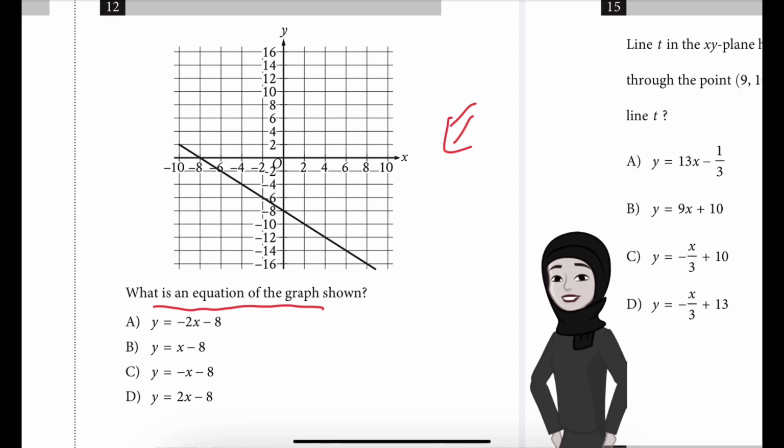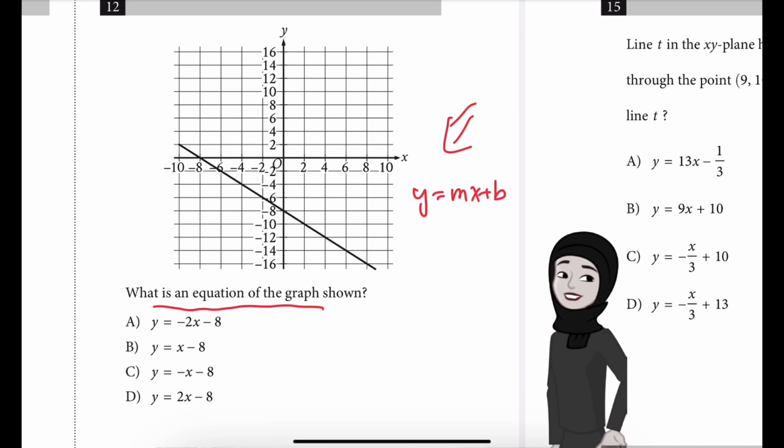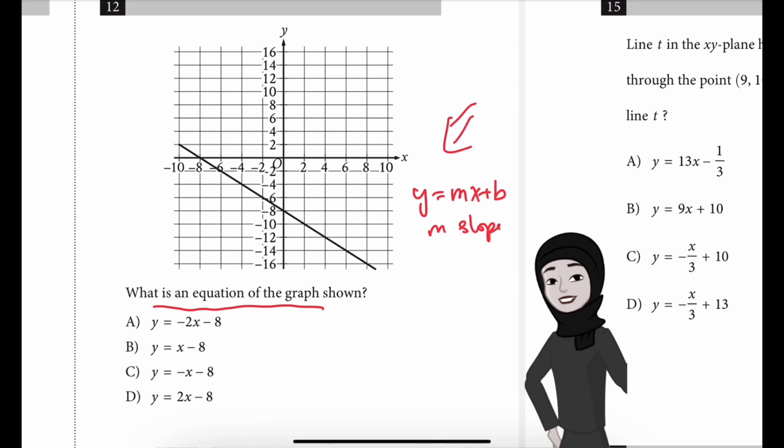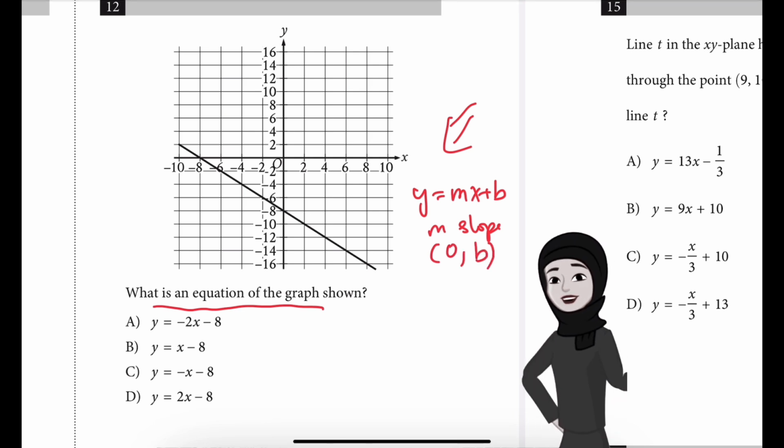We know that the equation of a line can be written in the form y is equal to mx plus b. You would have seen in most of the textbooks it is given like this. M is slope, as you know, and the y-intercept is represented by b, or in other words 0 comma b, that is the point at which the line intersects the y-axis. That is, when x is equal to 0, what value of y we have, that is the y-intercept of the line.